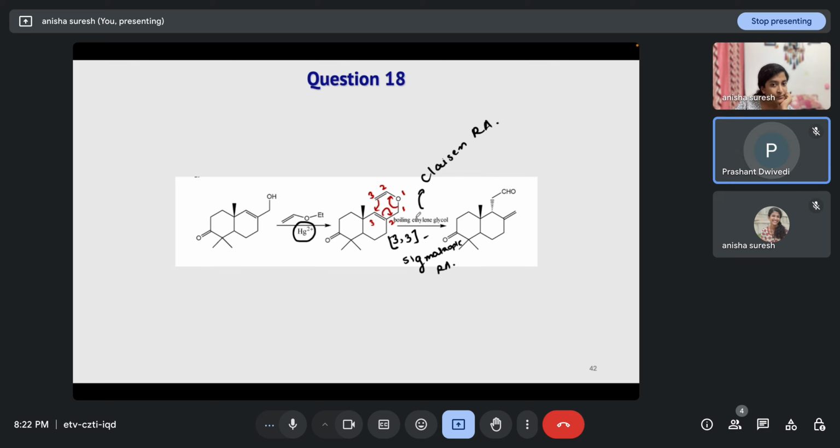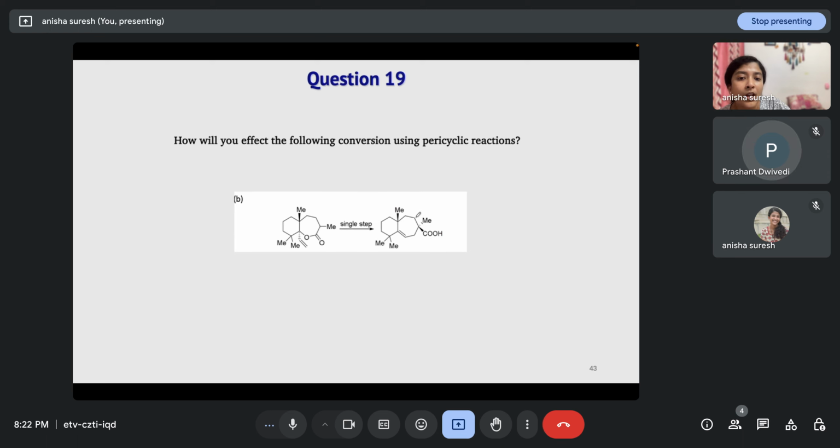Now coming to question number 19. How will you effect the following conversion using pericyclic reaction? Here this is the starting material, and they are telling that in a single step it is getting converted into this product. So what reaction is taking place here?